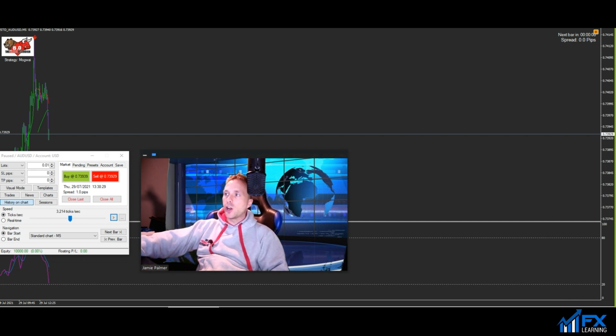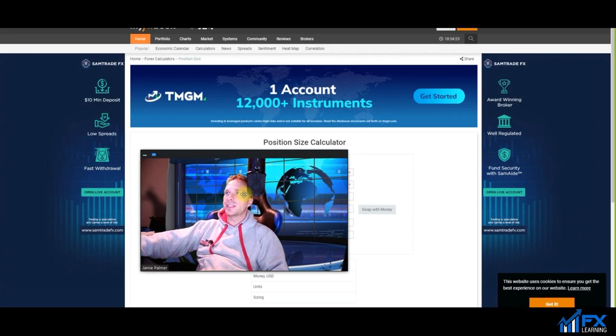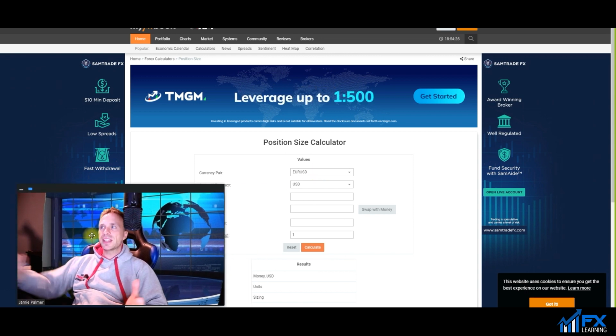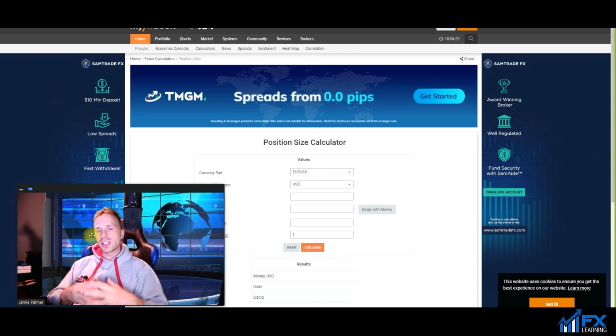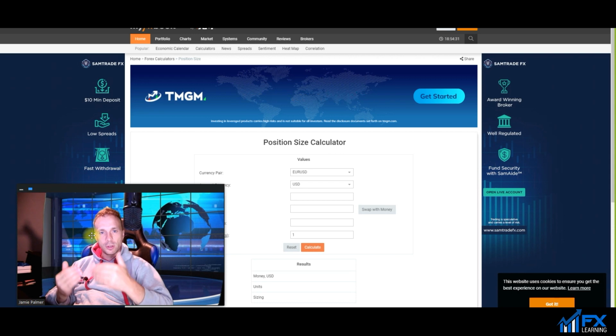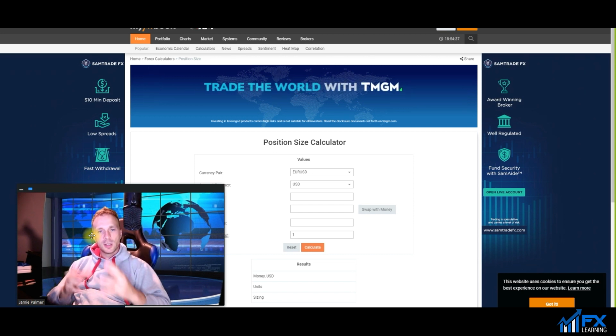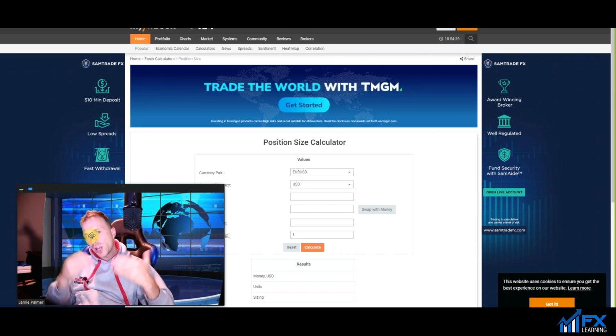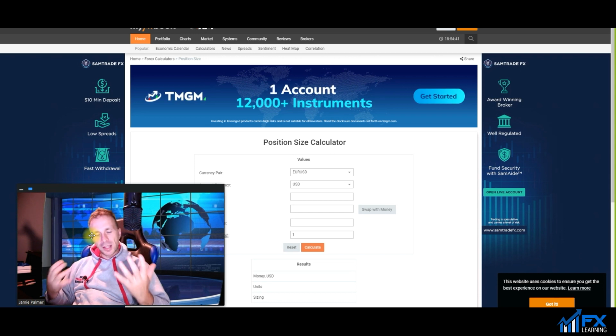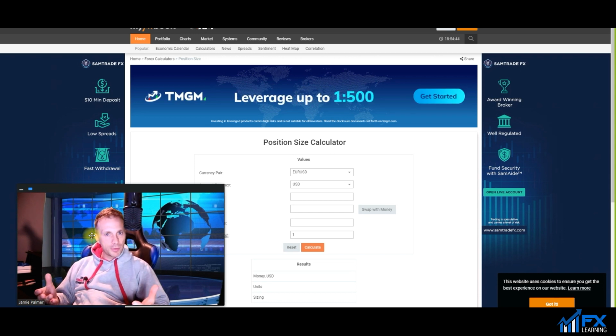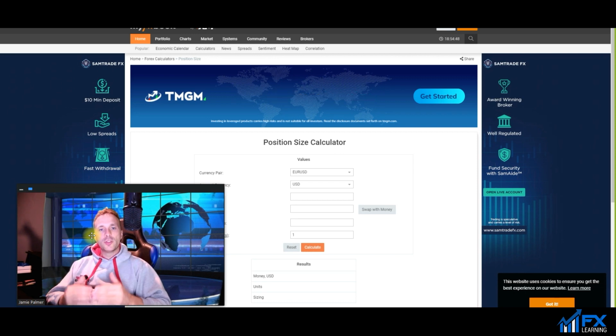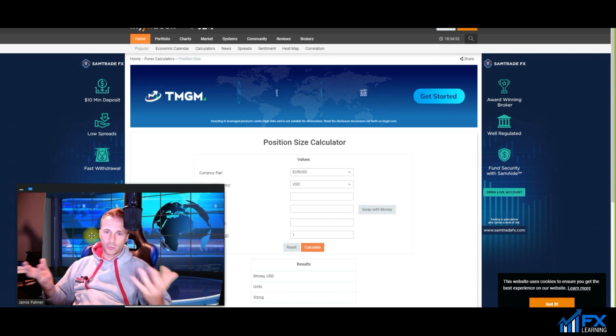To do that, I use something called a position size calculator. This allows me to always risk either 1 or 2% of my account. So every time I take a trade, I already know what my risk is and what my reward is. And that's where you need to be as well. There's nothing wrong with growing or compounding accounts, but you need to know the risk you are taking when you do.